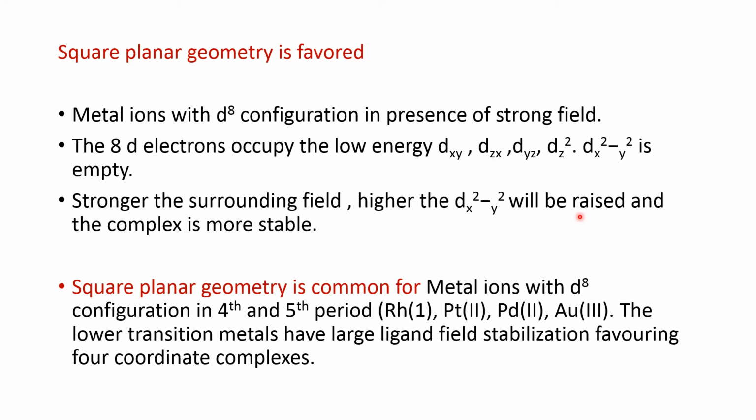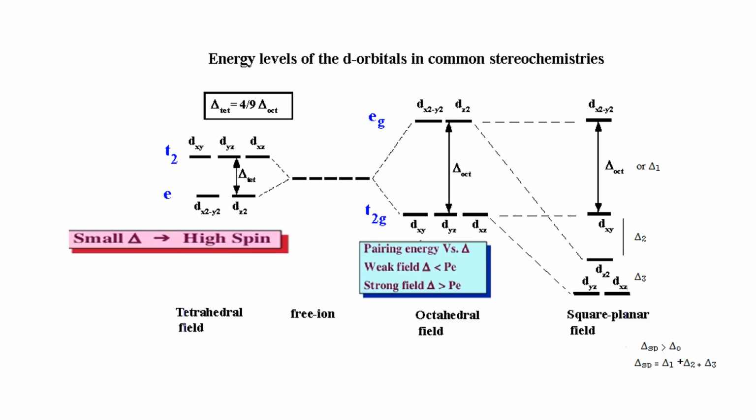If you go for metal ions with d8 configuration in the 4th and 5th period, rhodium 1, platinum 2, palladium 2 and gold 3, they all go for 4 coordinate complexes, that is, square planar complex geometry only. So this is a summary of all the 3.